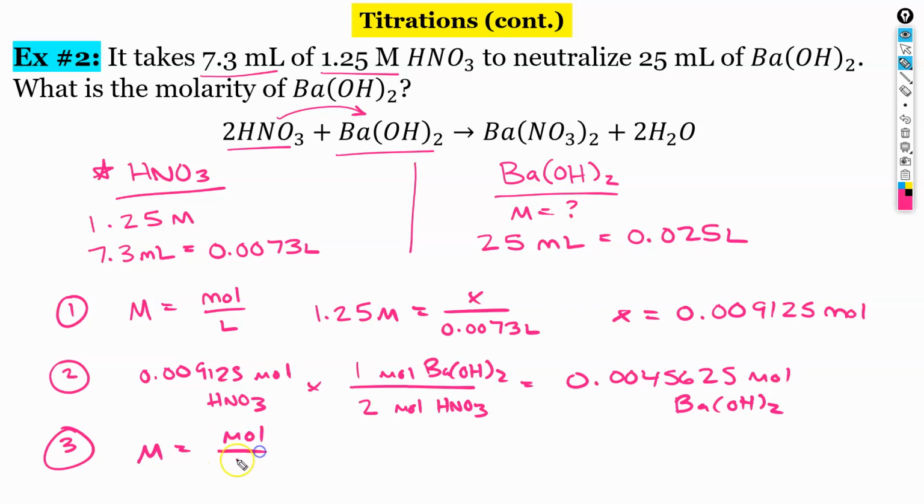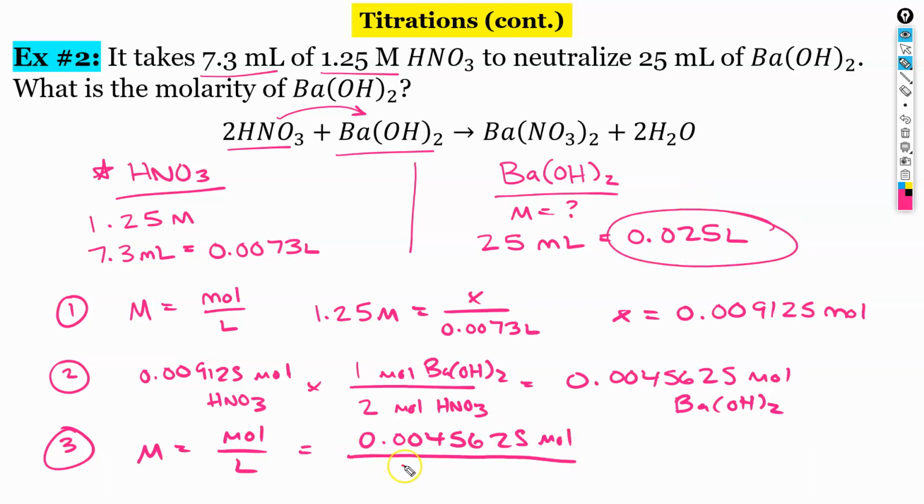And then our last step is just to plug into that molarity equation. So moles over liters. This time we're using the BaOH2. So our moles are 0.0045625 moles over our volume, which is right here, 0.025 liters. So when you do the numbers here, you get 0.1825. And looking at our question, all of our numbers, except for one, have 2 sig figs, and that other number has 3, so we'll go with 2 sig figs here. So our final answer will be 0.18 molar. And those are titrations.